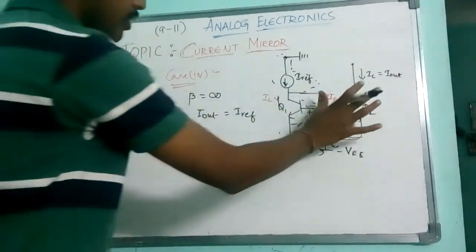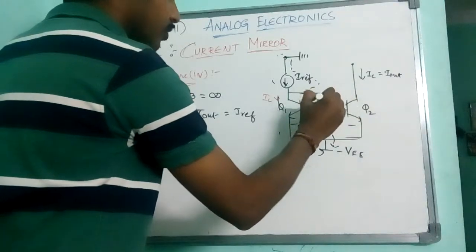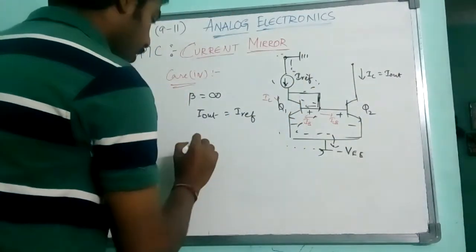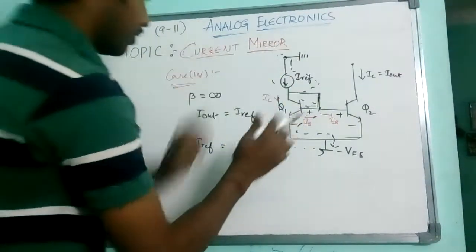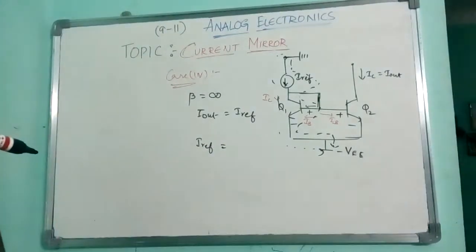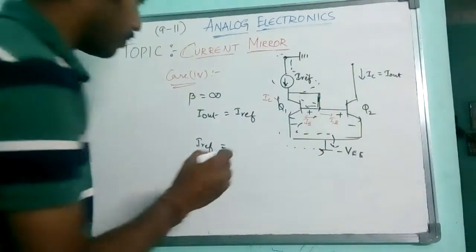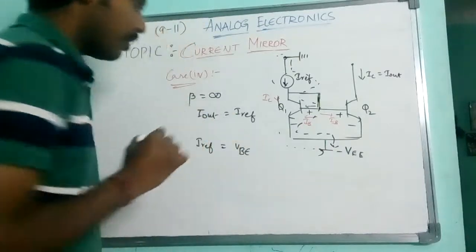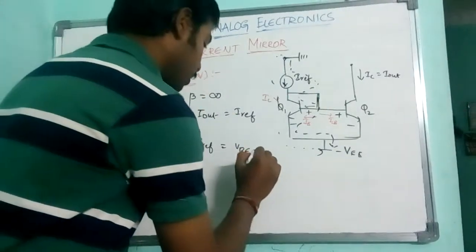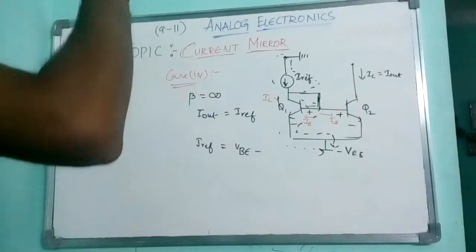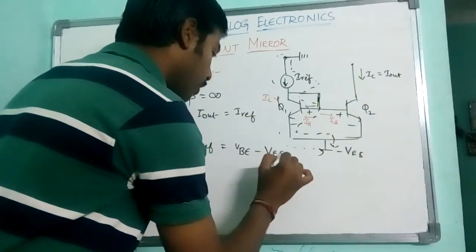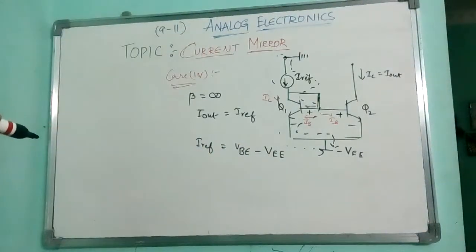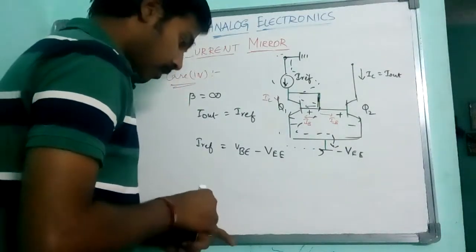Now beta is infinity. There is no current here. There is no current here. So I reference equals this current. So I reference equals VBE, plus VBE, this is the leaving current, VBE minus VE.